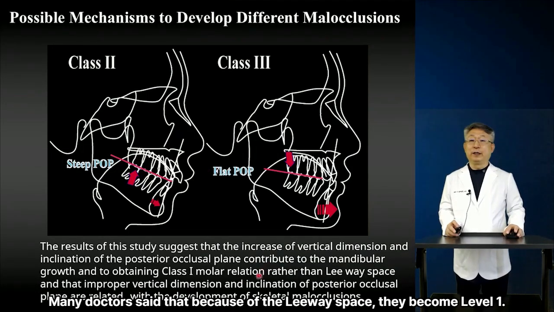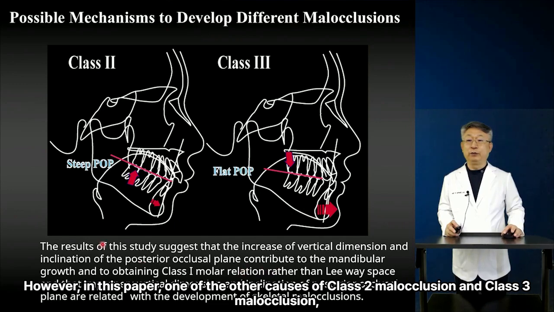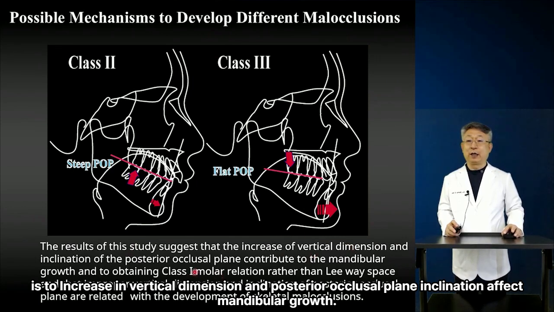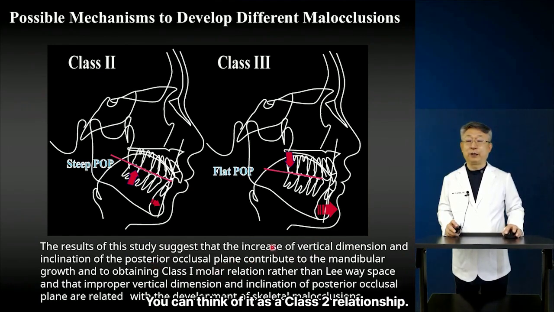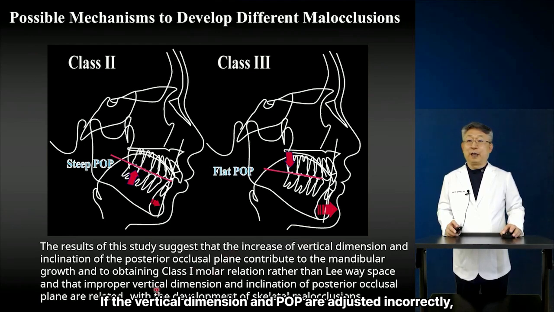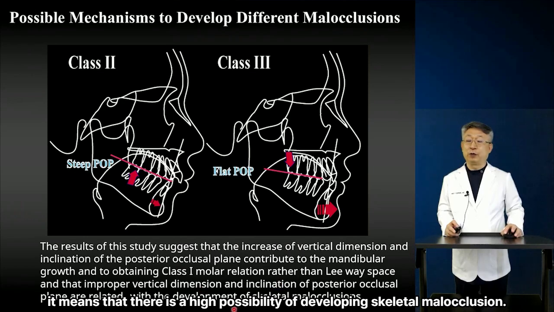Many doctors said that because of the leeway space, they become Class 1. However, in this paper, one of the other causes of Class 2 malocclusion and Class 3 malocclusion is that the increase in vertical dimension and posterior occlusal plane inclination affect mandibular growth. You can think of it as a Class 2 relationship. If the vertical dimension and POP are adjusted incorrectly, it means that there is a high possibility of developing skeletal malocclusion.